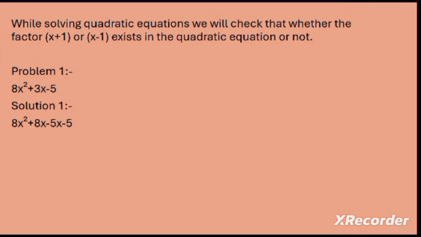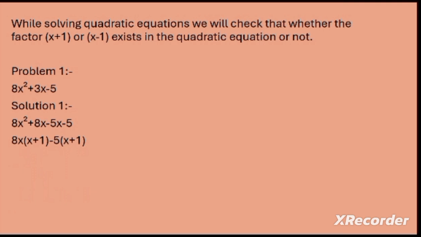Okay. Now we have 4 terms. The first term is 8x square, the second term is plus 8x, the third term is minus 5x, and the fourth and last term is minus 5. Now in the next step you will find the common factor in the first term and the second term, and you will find the common factor in the third term and the fourth term, which is our last term. Now first we will find the common in the first term.